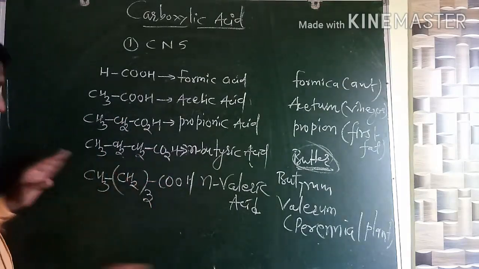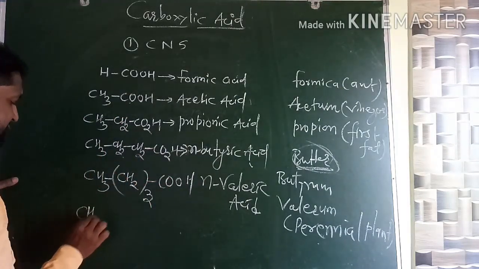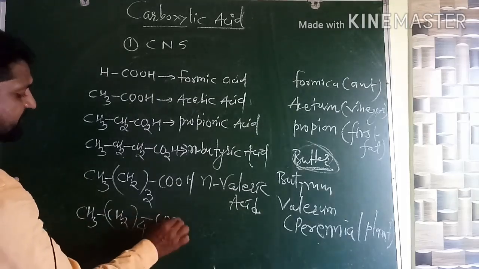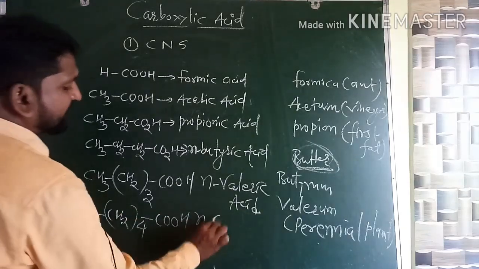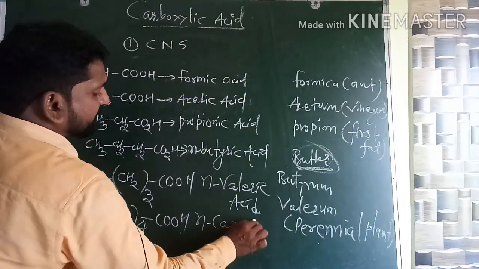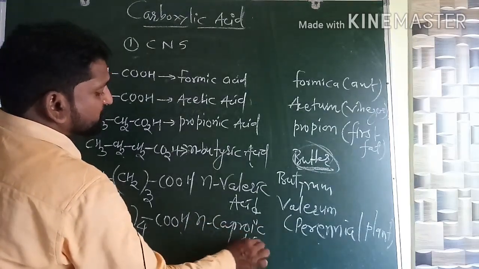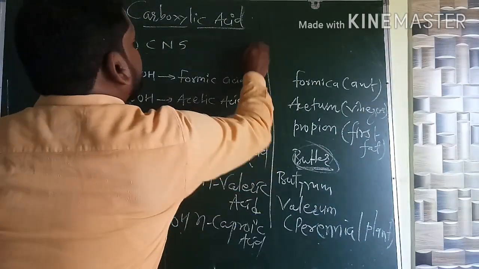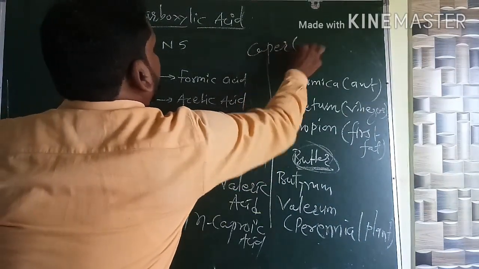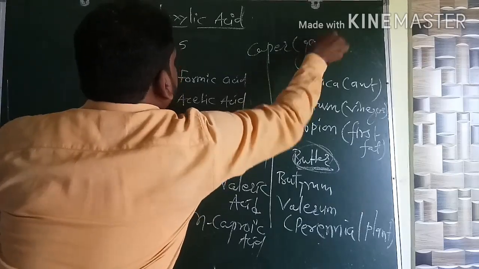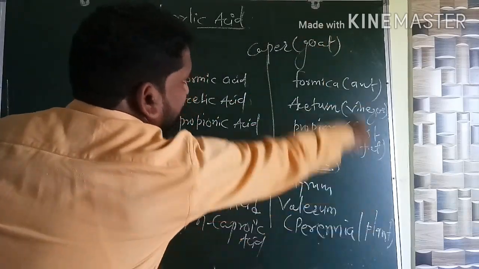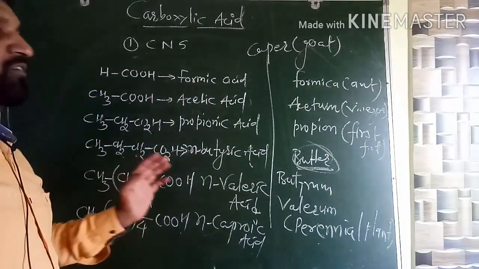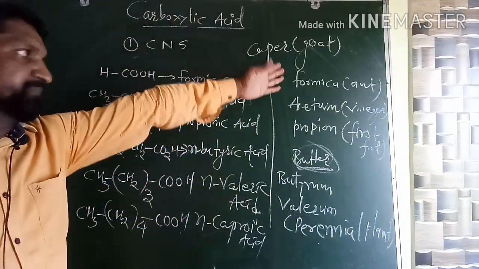Again, one more acid is there. If I go for the next acid, CH3 (CH2)4 COOH, it will be n-caproic acid. So caper means what? Goat. Caper, you know goat very well. These are the sources from which these acids are obtained, and based on that we have named them.